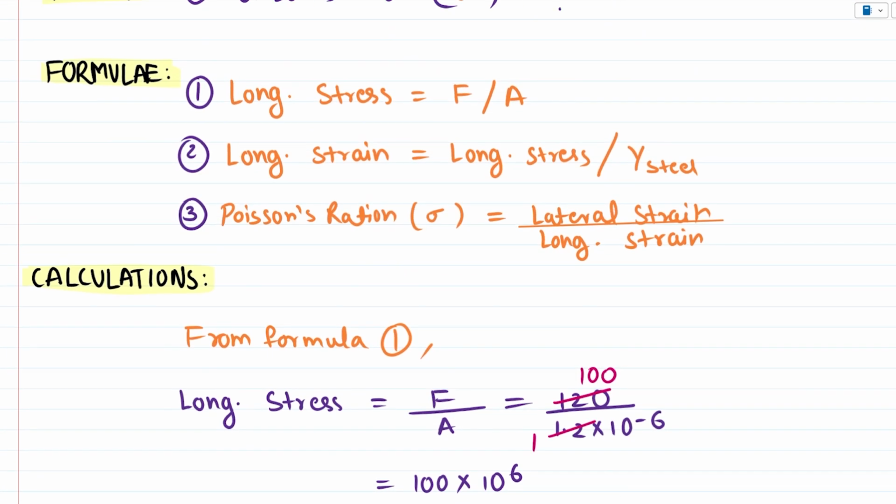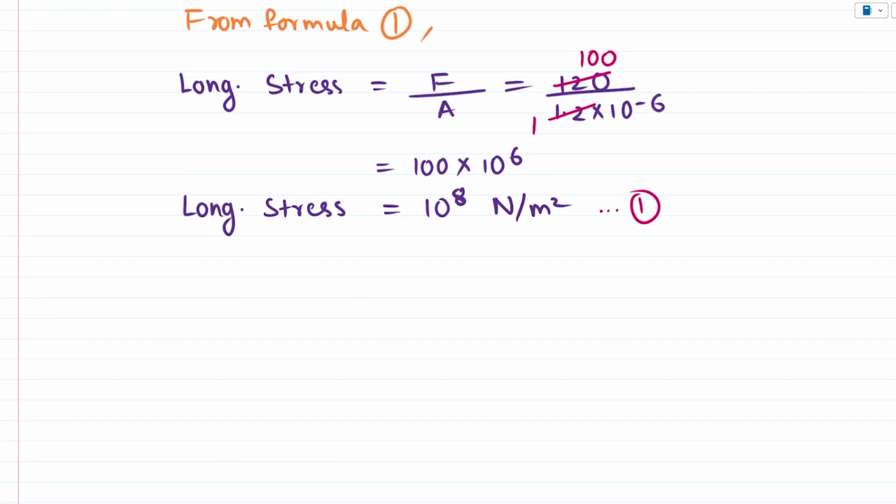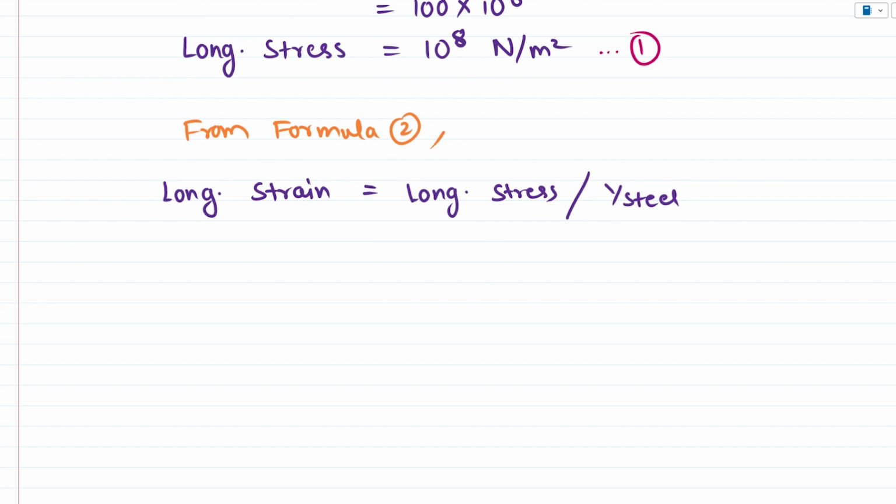Now what do we do? Well, we will substitute this newly calculated longitudinal stress into our formula 2 to calculate the longitudinal strain. So my next statement should be from formula 2, we calculate the longitudinal strain. From formula 2 I can say longitudinal strain is equal to the longitudinal stress divided by the Young's modulus for the material steel. So let us quickly substitute the values.